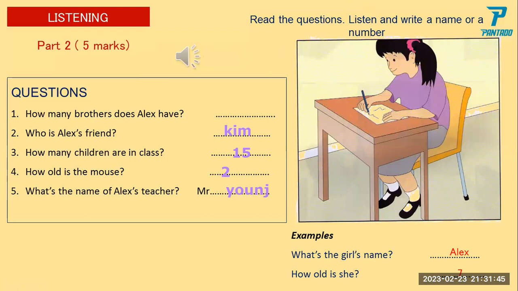One. How many children are in your family, Alex? I've got three big brothers. You have three brothers? Yes, that's right.